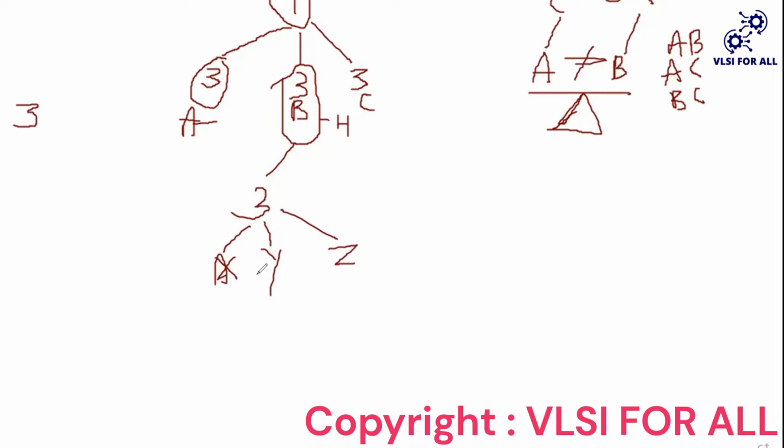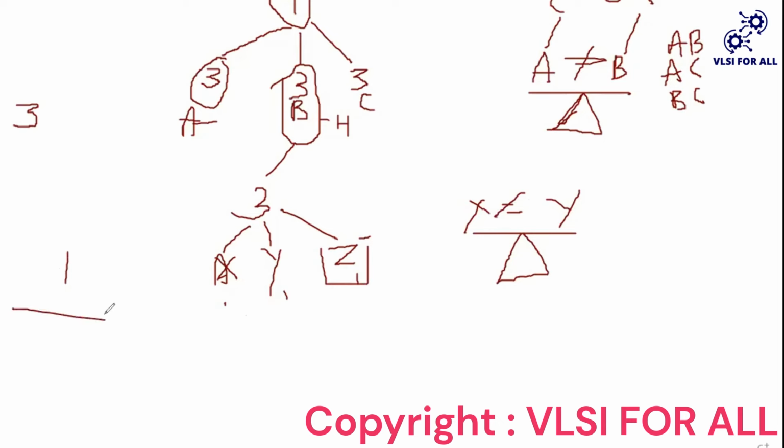So we'll take it as X, Y, and Z. So we have one ball in each, right? So you just weigh X and Y. When you weigh X and Y, if it is equal, then Z is defective. If it is not equal, whichever is the heavier one, it's the defective one. So here 1 iteration. So in total, you'll be doing 4 iterations.